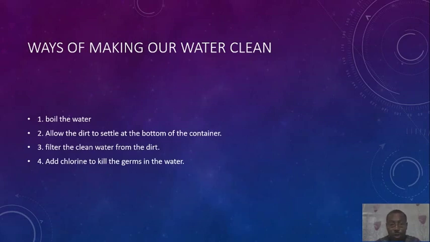Now, the next thing to do is to add chlorine. There are some germs that the heat cannot kill, so you have to use chlorine to kill them. So you add chlorine to kill the germs in the water. And when you add chlorine to it, the water is clean and it is good for our consumption. So these are the various ways of making our water clean.